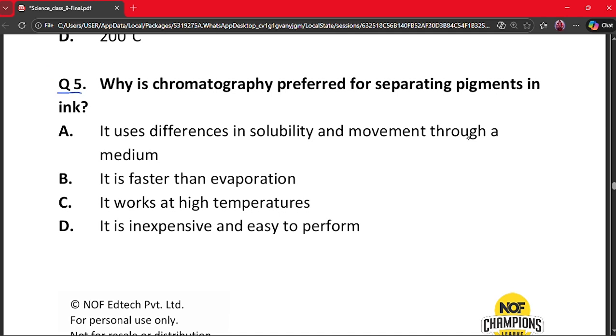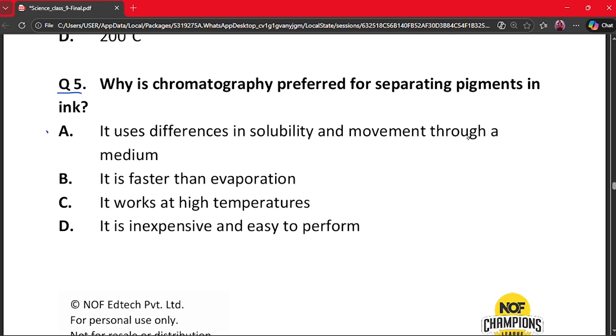Why is chromatography preferred for separating pigments in ink? A. It uses differences in solubility and movement through the medium. B. It is faster than evaporation. C. It works at high temperature. D. It is inexpensive and easy to perform.